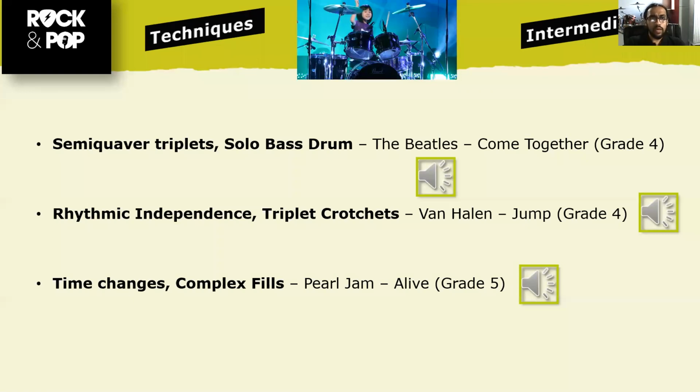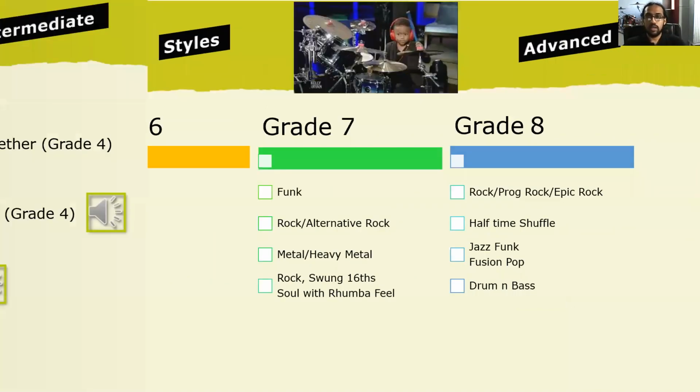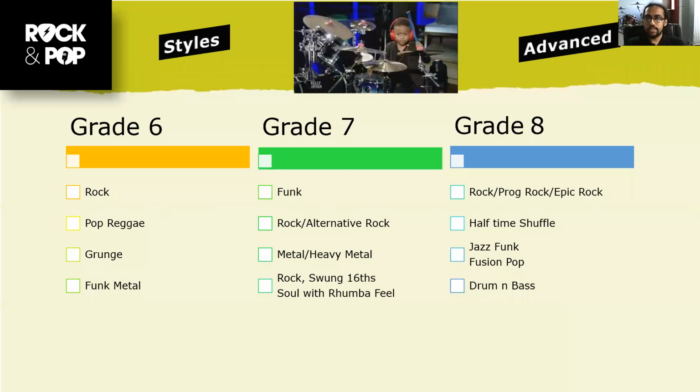Now, that was the intermediate section and the techniques and the style we spoke about. Next up, we move on to the advanced level, and let's have a list. So basically, advanced level has grades 6, 7, and 8. What you can see on your screen are the styles that are there in advanced level.